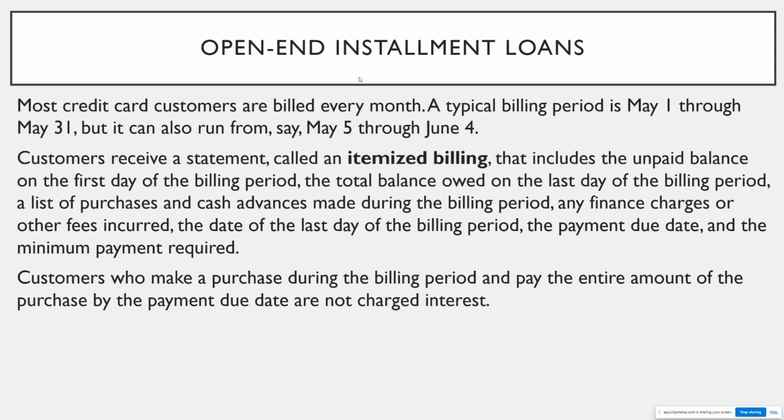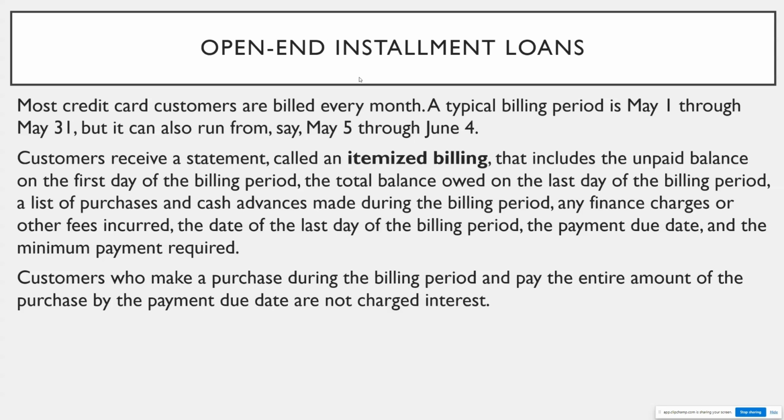So most credit card customers are billed every month. A typical billing period is something from May 1st through May 31st, so the start of the month to the end of the month. But it can also run, say, from May 5th to June 4th. It just depends, right? So customers receive a statement called an itemized billing. We'll look at one when we do an example.